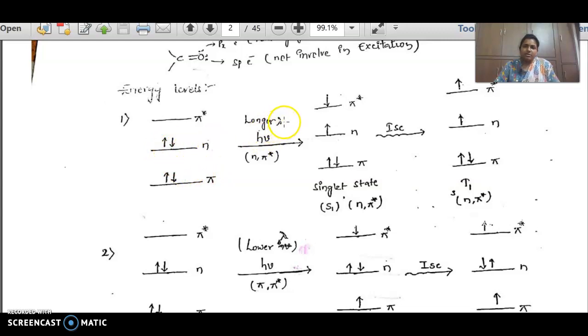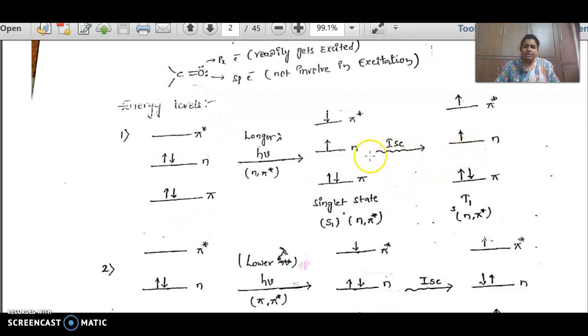If you take in light of longer wavelength, one electron will be shifted from n to pi star. Then here ISC, intersystem crossing. Intersystem crossing: it is not changing its state, it is becoming reverse here. Changing its spin, intersystem crossing. Here it is a singlet state, here it is a triplet state.